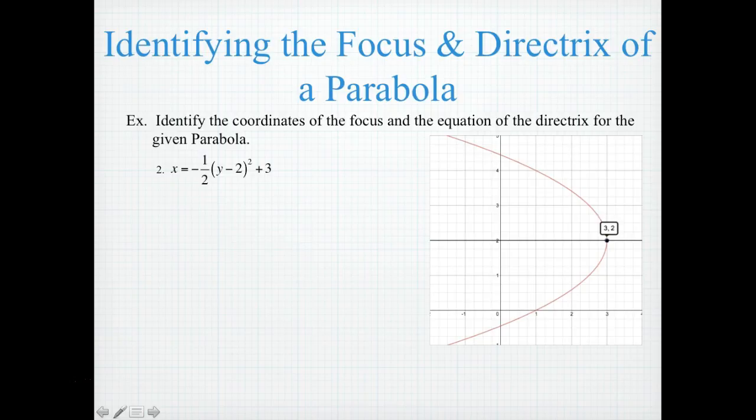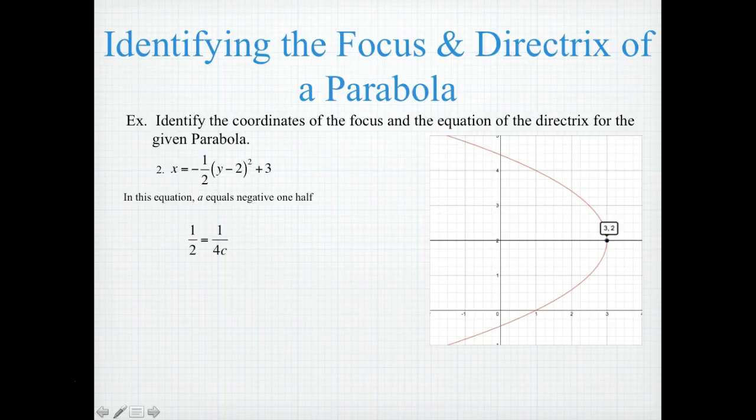The axis of symmetry is horizontal and takes the equation of y equals 2. And this parabola is going to open to the left, and that matches the value of a here since it's negative. So now we need to find the value of c so we can identify the location of the focus and the directrix. So we use the value of -1/2. The negative doesn't matter. A is equal to -1/2, but we're not going to use the negative.